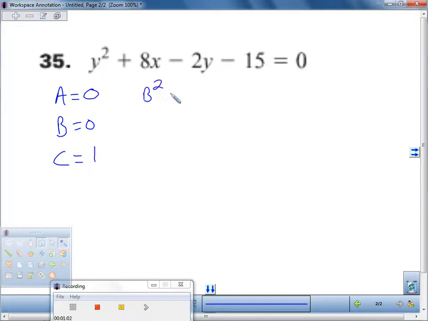So we end up with b squared minus 4ac. Now some of you may be able to see what we're going to end up with here, but anyway, we end up with 0 squared minus 4 times 0 times 1. So we end up with 0 is equal to 0. Well, anytime that it's equal to 0, we know that this is a parabola. Okay, so we can go ahead and label this as a parabola.